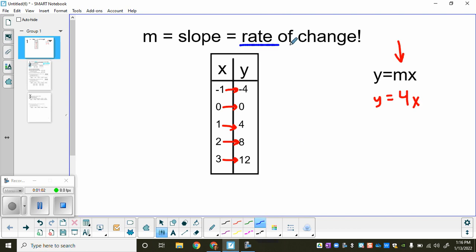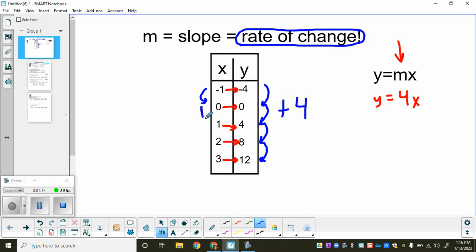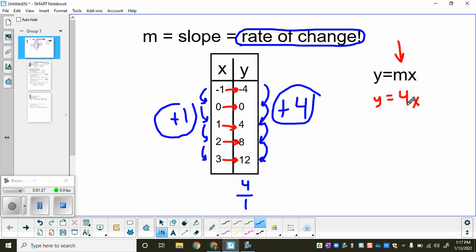But the rate of change is technically found when I go from this point to this point to this point to this point. Here I'm going up by 4, and the x values are changing by 1. So the rate of change is this number over this number, and 4 over 1 is 4. So this all lines up, okay?